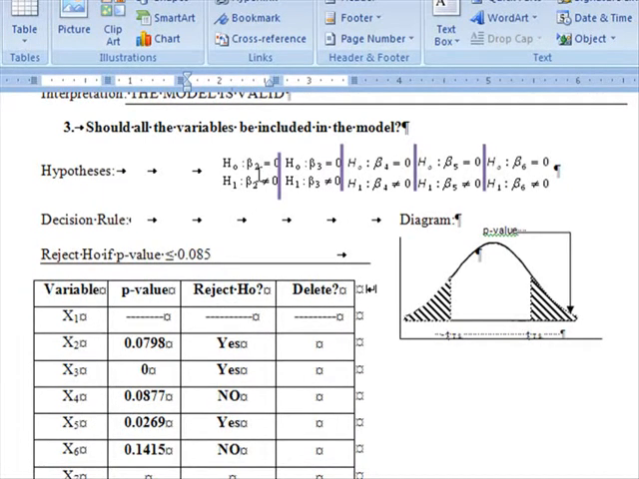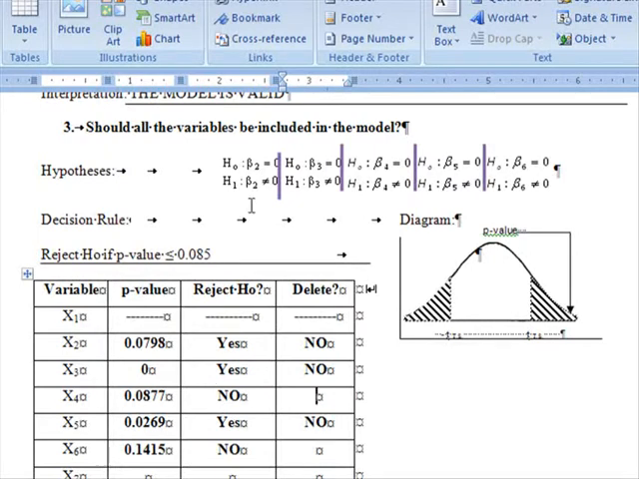Notice that rejecting. What is rejecting? Why is this good or bad? Rejecting means that I'm going to know that the beta is not equal to 0, which is basically what we're looking for. We want the beta not equal to 0. And therefore, if we reject, we're going to keep the variable in the model. We're not going to delete the variable. Every time we say yes, we're not going to delete the variable.